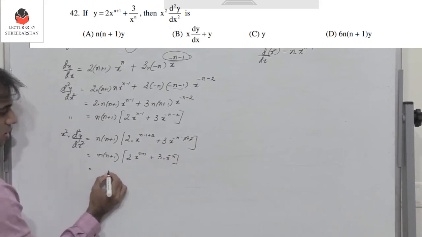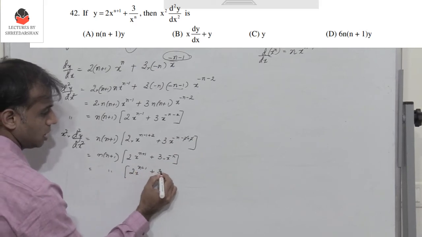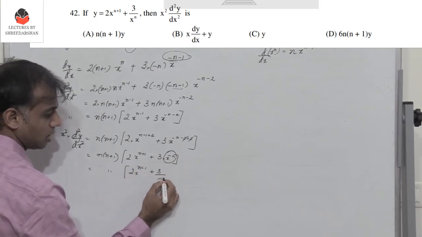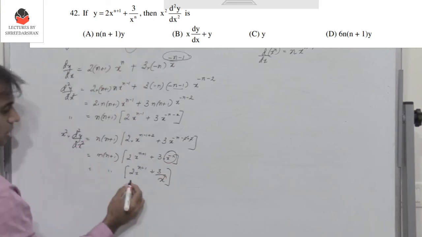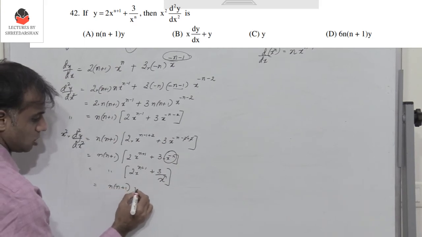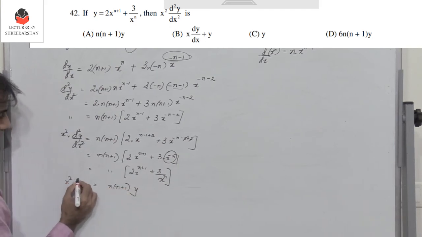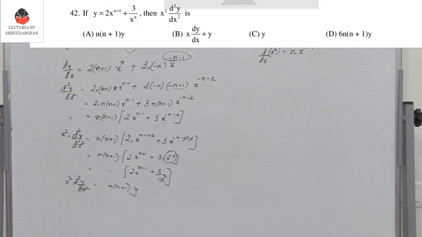So what is this? This is nothing but 2 into x power n plus 1 plus 3. So x power minus n can be written as 1 by x power n. So this is y given. So I have n into n plus 1 into y, which is x square into d square y by dx square. Right?